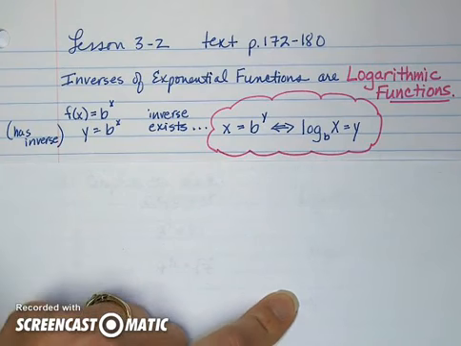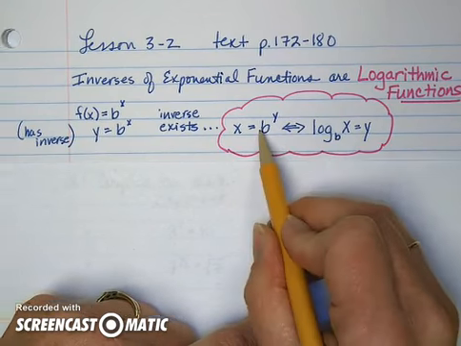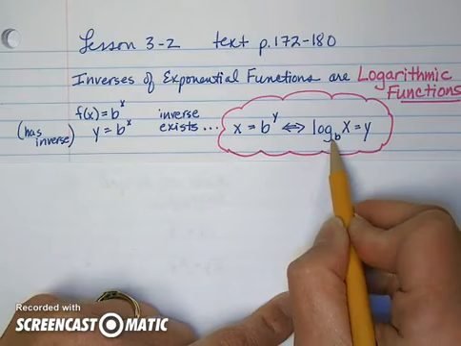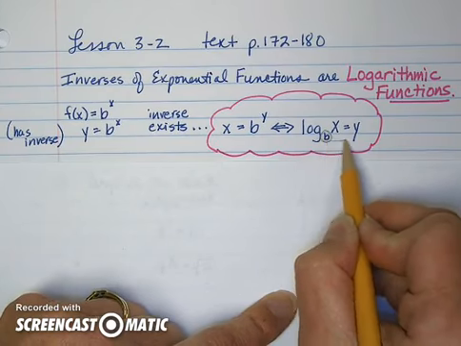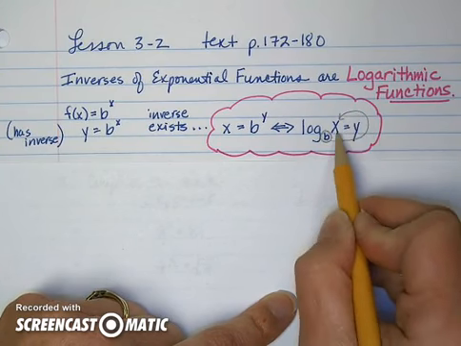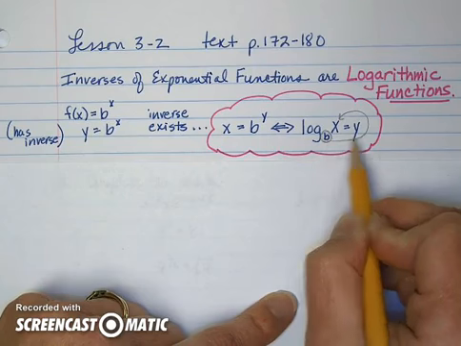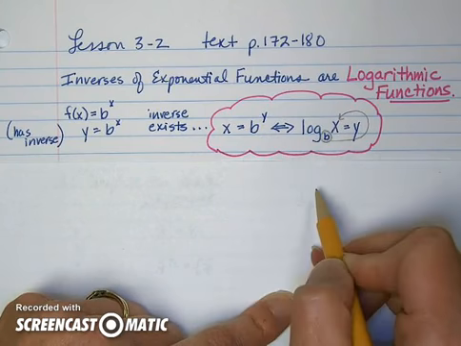Another little trick: if you want to go back from the log to the exponential, this is the base. This is what I call the hook. So this is the base. It takes the y as the exponent, and it equals the x. So it comes around here and it equals it. b to the y equals x. That will help you get your direction down.